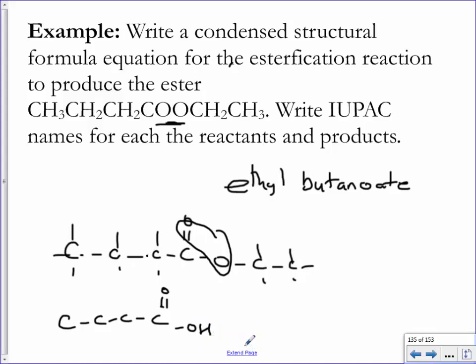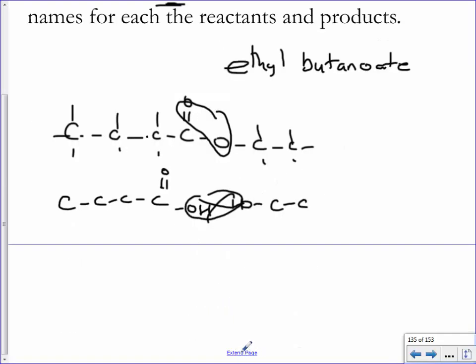OH. And then this guy right here would have needed the OH right there so that the water could fall out of the middle. So what were the two products required? Well, this right here was my oic acid. Good. So this would have been butanoic acid. And this would have been ethanol. Good.